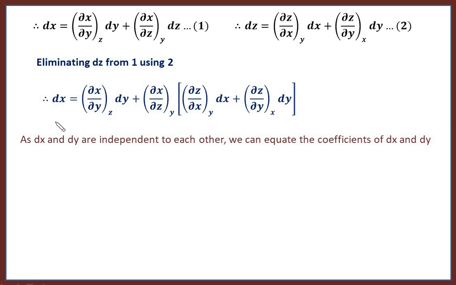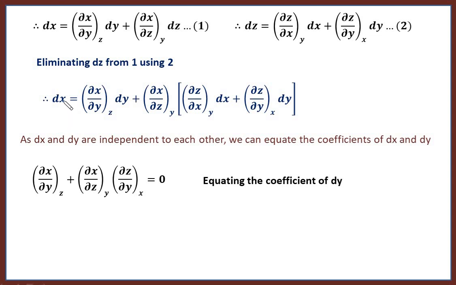If you equate the coefficient of dy, what you will get? On this side there is no dy, so the coefficient of dy on the left hand side is 0. So just simply write 0, and on the right hand side we have del x del y at constant z plus del x del z at constant y into del z del y at constant x. So we will get this relation just by equating the coefficient of dy. Now take this part to the right hand side, we will get del x del y at constant z equals minus del x del z at constant y into del z del y at constant x.